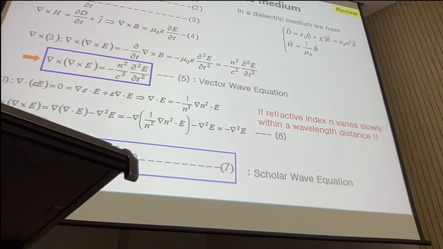It is very different near the critical angle, but if it is near 90 degrees, the two equations become almost identical, and that's the condition. And we have a scalar wave equation in this case when the refractive index difference is small.